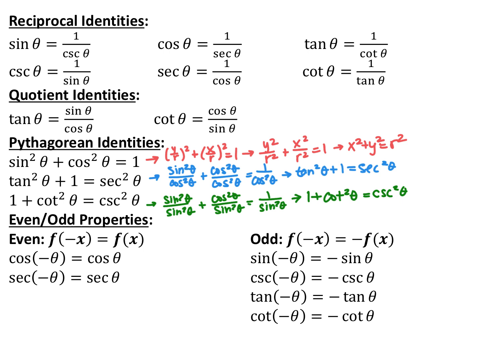Even and odd properties: cosine and secant are even, which means that the cosine of the opposite of theta is equivalent to the cosine of theta, so they're reflexive across the y-axis. And then the other four are all odd. So f of negative x is equal to negative f of x, so sine of the opposite of theta is equal to the opposite of sine of theta.